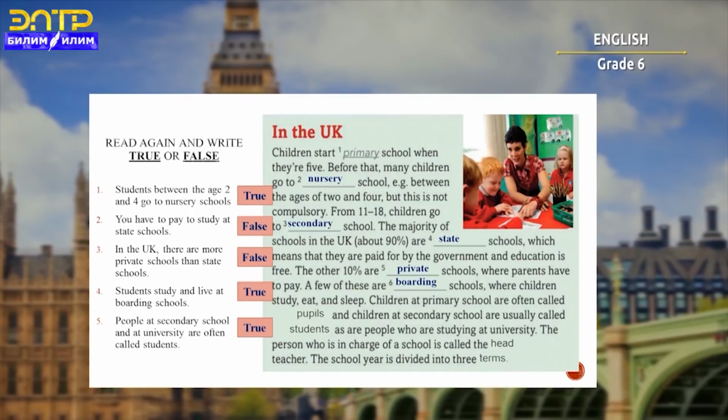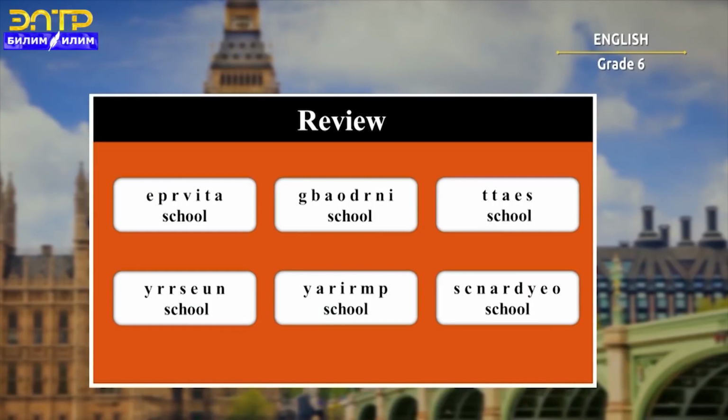Let's continue. Today we have talked about types of schools, and now let's remember the words we have learned. In this exercise, you have to find the hidden words. For example, look at the first word. We have E-P-R-V-I-T-A. What do you think? Which word is this? It is private school. Private school. Now try to do the other ones yourselves.